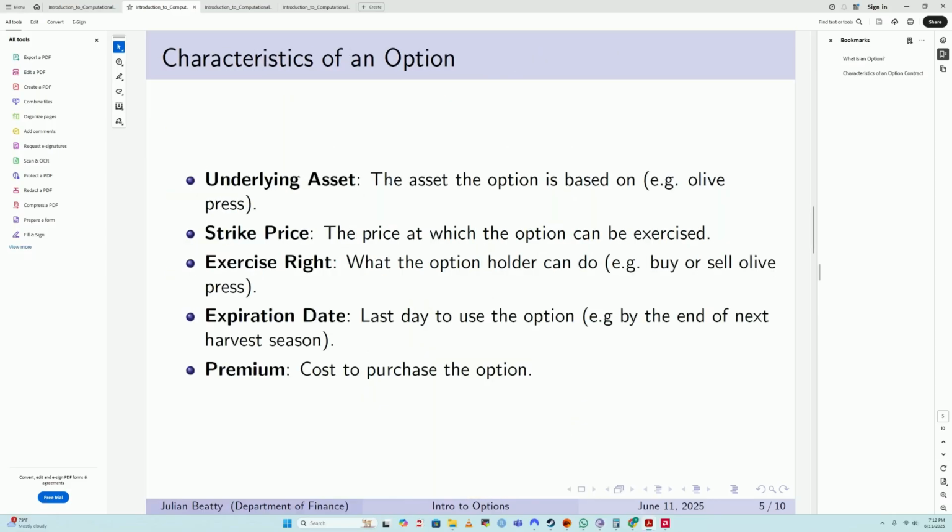So we're going to underline some unique attributes of an option. For an option, there is an underlying asset. The asset is based on something like a stock, or in this case, an olive press. And there is some strike price at which the option can be exercised. Then there's an exercise right, like what the option holder can do, buy or sell olive presses. There's an expiration date, which is the last date to use the option, such as the end of next harvest season. And then there's something called a premium, which is basically the cost to purchase this option.